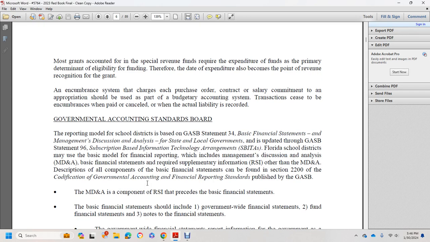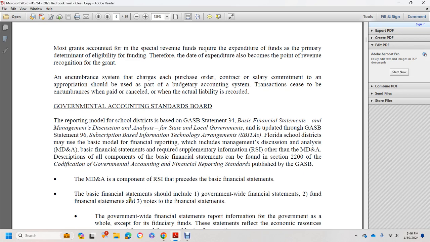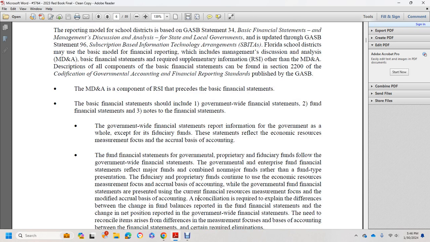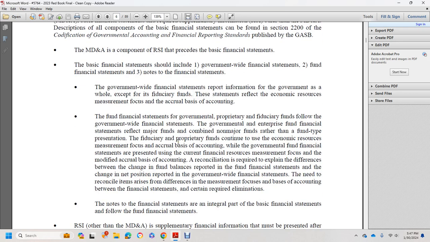The management discussion and analysis is a component of the required supplementary information presented with the basic financial statements. The basic financial statements should include 1, government-wide financial statements, 2, fund financial statements, and 3, notes to financial statements. Government-wide financial statements report information for the government as a whole except for fiduciary funds. Portions of these statements reflect the economic resources measurement focus and the accrual basis of accounting. The fund financial statements of the governmental, proprietary, and fiduciary funds are filed with the government-wide financial statements. The governmental and enterprise fund financial statements reflect major funds and the combined non-major funds rather than fund type presentation.